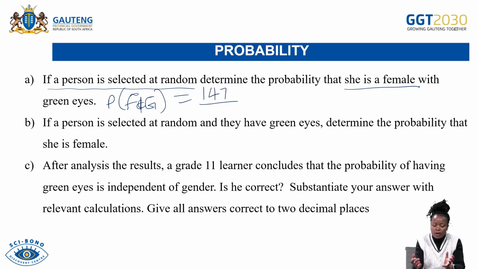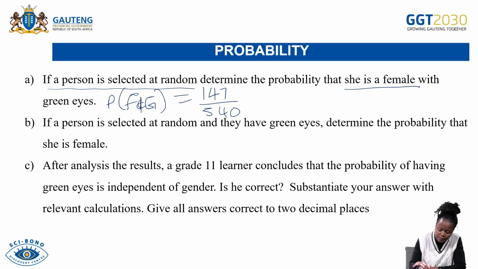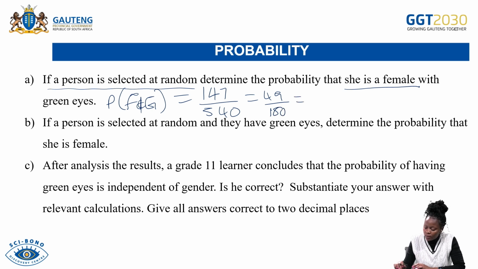How many people are there? It's going to be the 540. So you'll say 147 divided by 540. It's going to give you 49 all over 180. Then you write that as a probability, because we are finding the probability. So if you multiply this by 100, you'll get 27.22%, and that's your probability. Remember, your probability, you can also write it as a percentage, or it's written as a percentage.